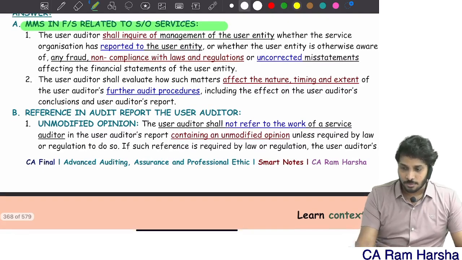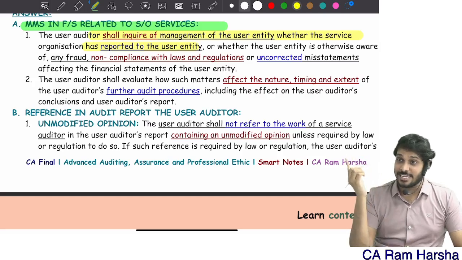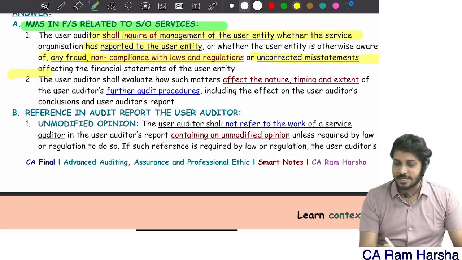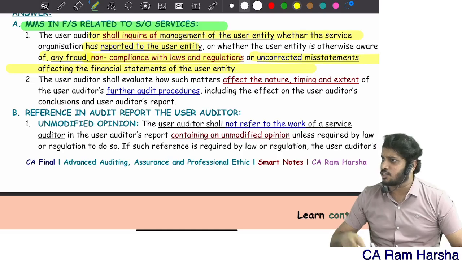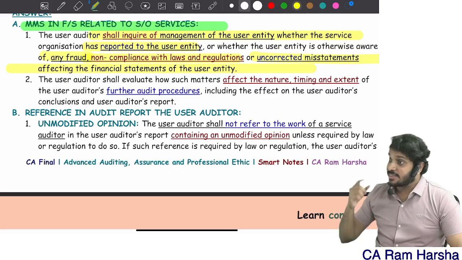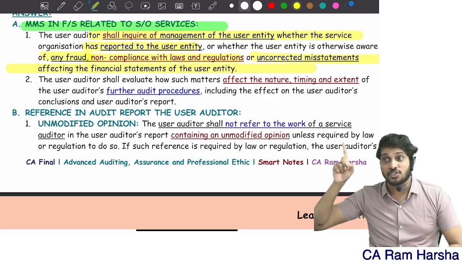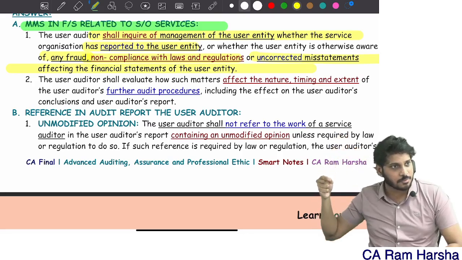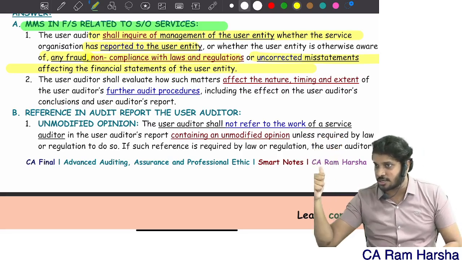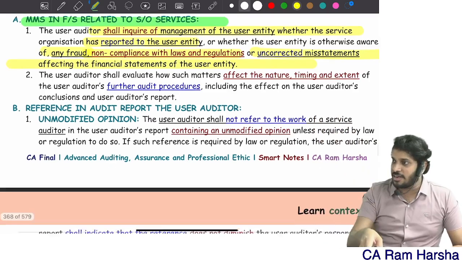So the auditor shall inquire of management of the user entity whether the service organization reported any non-compliance with law, frauds, uncorrected misstatements, all that. Because the service organization is processing the entire payroll, right? They may commit frauds. There may be a possibility. In that case, the service organization has to report to the user entity. Even the service auditor of the service organization should get a representation from the management that all the frauds and non-compliances shall be disclosed to the service auditor. The service auditor will highlight that in his service auditor report. That's how we will get to know.